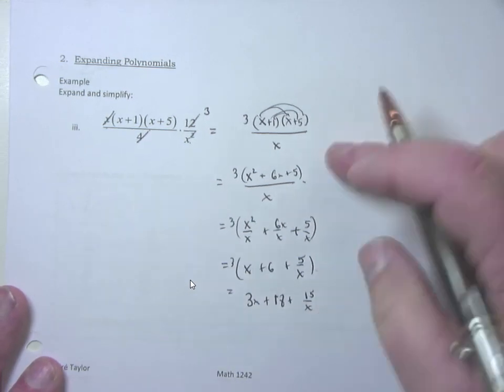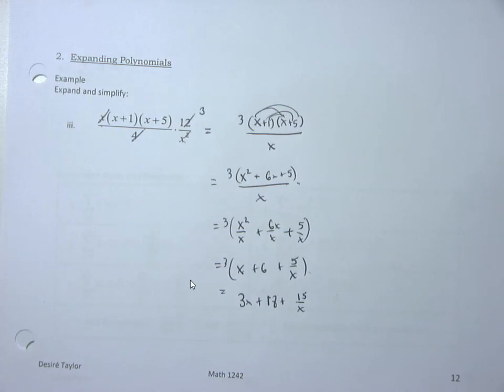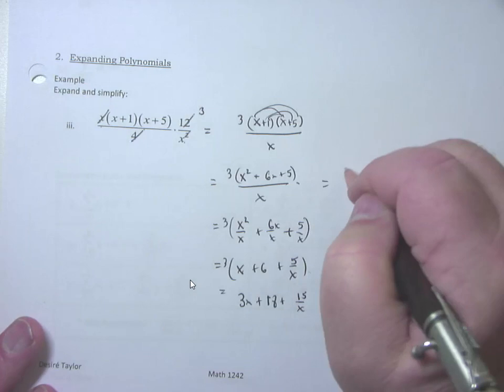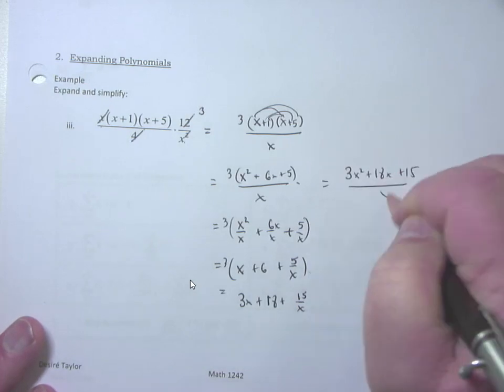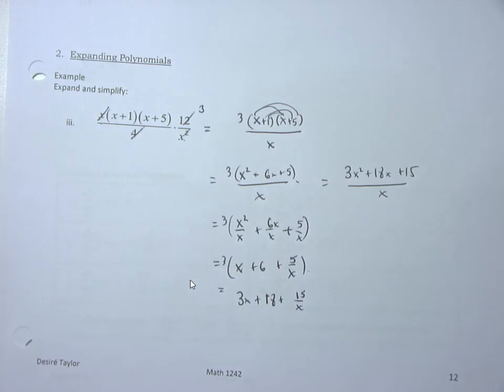But I'm just trying to show you the different ways of doing the algebra. Does that make sense? Okay, and again, another way I could have left this one would be 3x squared plus 18x plus 15 over x, and then I could have gone straight down to here. But this is the algebra that you need for this particular section, just to review our skills here. All right.